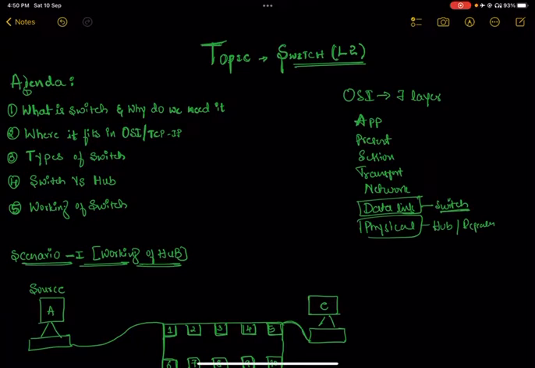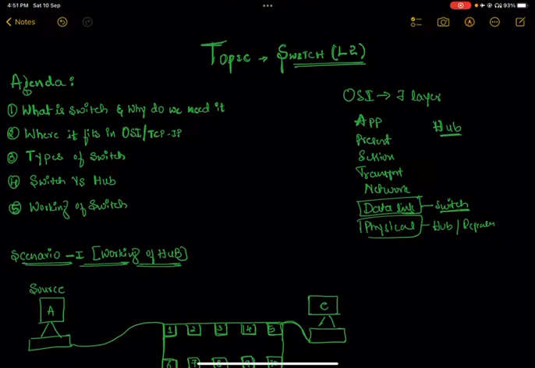As we all know, a hub is a dumb device, right? It cannot differentiate between the incoming bits and the incoming traffic. So that was the major disadvantage of a hub.